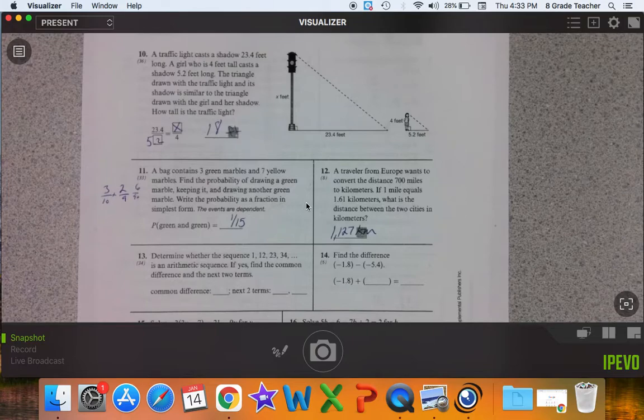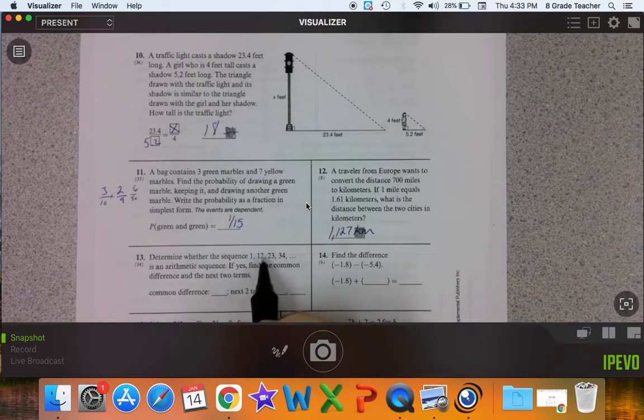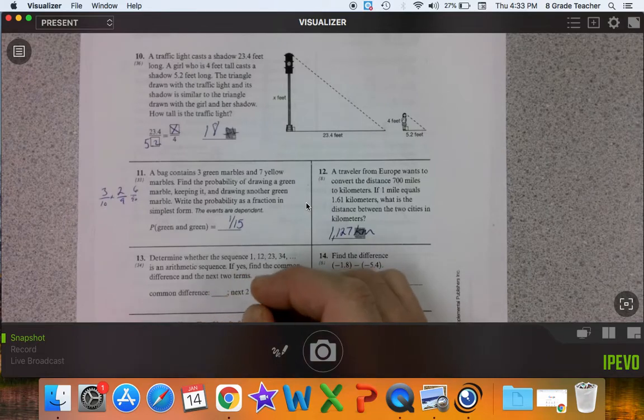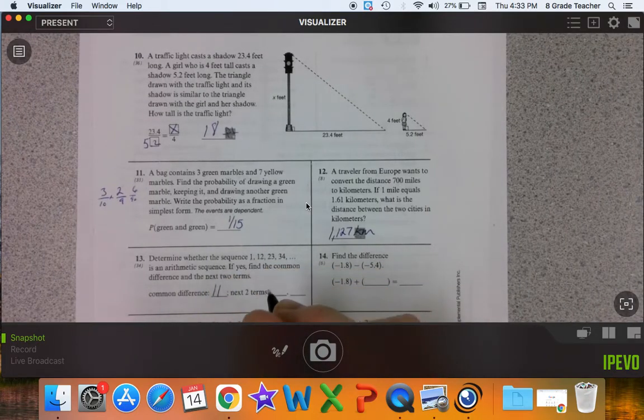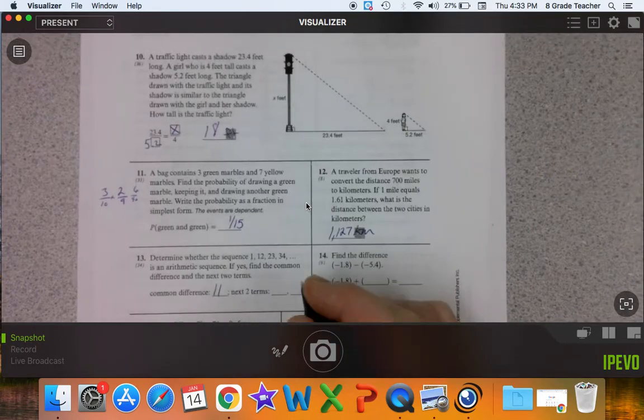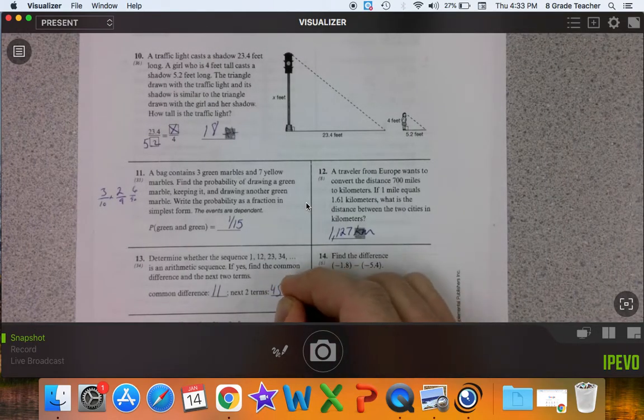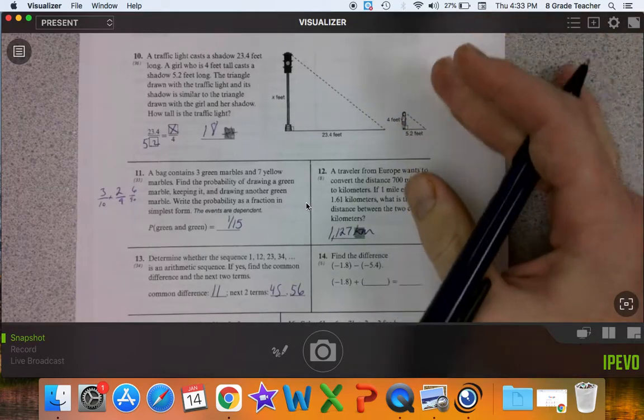In number 13, it says determine whether the sequence of 1, 12, 23, and 34 is an arithmetic sequence. If yes, find the common difference. Common difference is how much does it go up by? 1 to 12 goes up by 11. 12 plus 11 is 23, goes up 11. 23 to 34 is 11. So you would say for number 13, yes, it's a common difference. Common difference is 11. The next two terms after 34: 34 plus 11 is going to be 45, and 45 plus 11 is going to be 56.